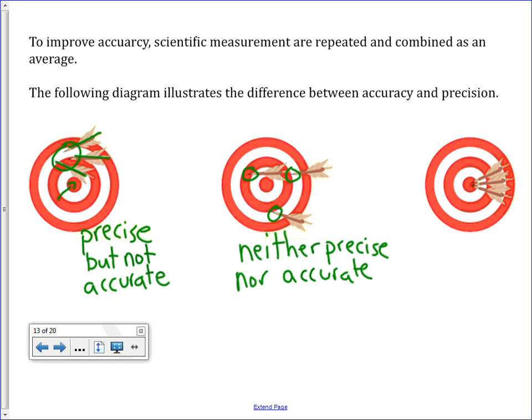And in the third example, you'll note that all of our darts are now in the center at that bullseye. So we have an exactness there, so we can say it's precise. And because they've all hit that target, hit that bullseye, we can also say that it is accurate.